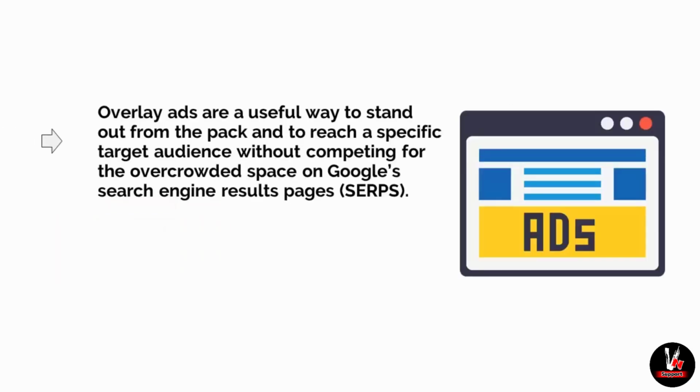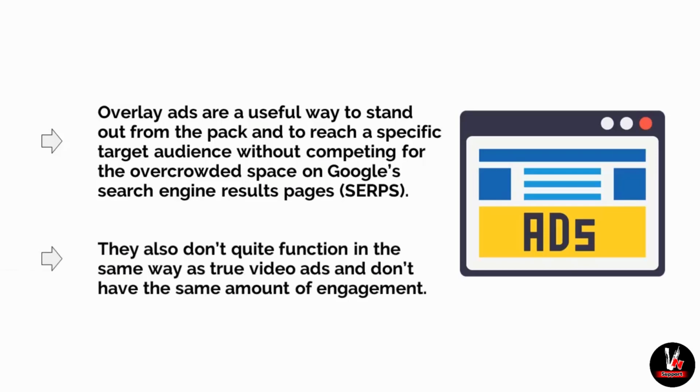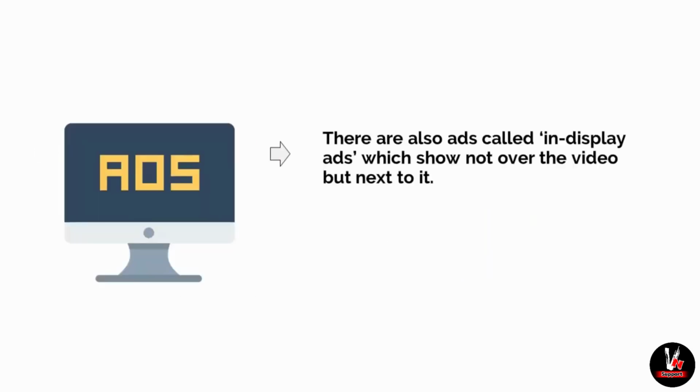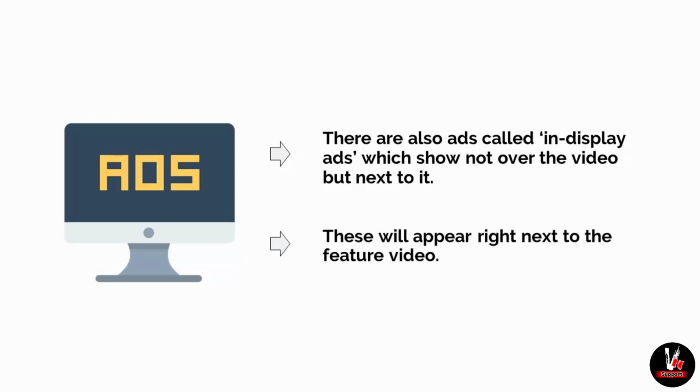Overlay ads are a useful way to stand out from the pack and to reach a specific target audience without competing for the overcrowded space on Google's search engine results pages, SERPs. That said though, they also don't quite function in the same way as true video ads and don't have the same amount of engagement. Then there are the so-called in-display ads, which show not over the video but next to it. These will appear right next to the feature video.